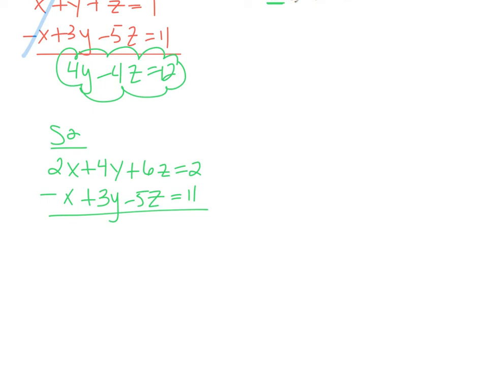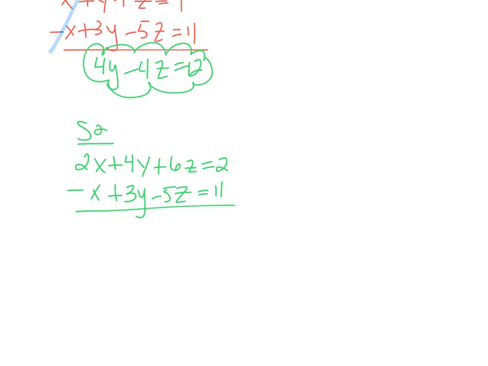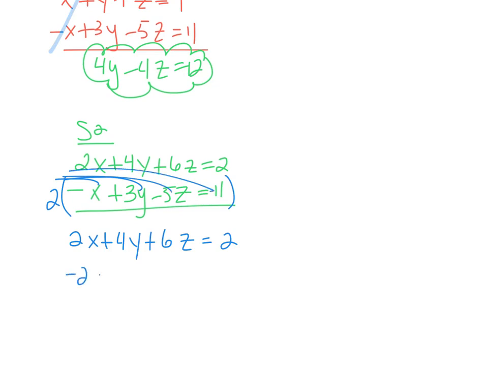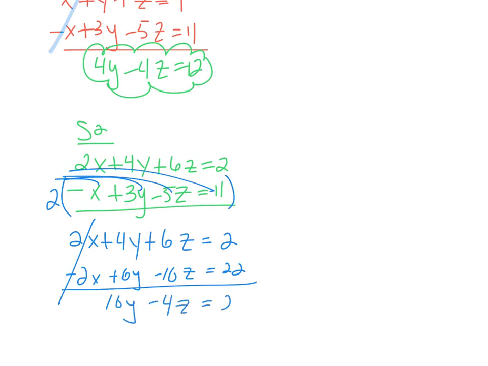So what I'm going to do is I'm going to multiply the second one by 2. Remember, you might have to multiply equations in order to cancel things out. So I'll keep the first equation the same, and then I'm going to distribute this 2 to every single piece. So it'll become negative 2x plus 6y minus 10z equals 22. These guys will now cancel out. You'll end up with 10y minus 4z equals 24. And then we're going to cloud that guy.